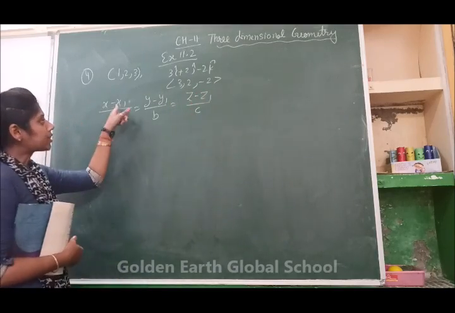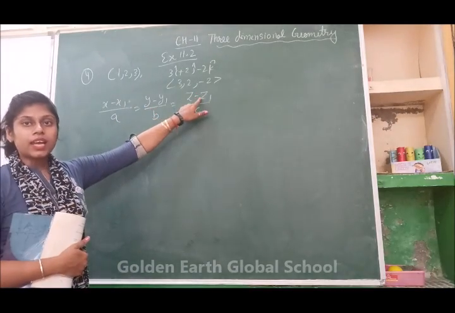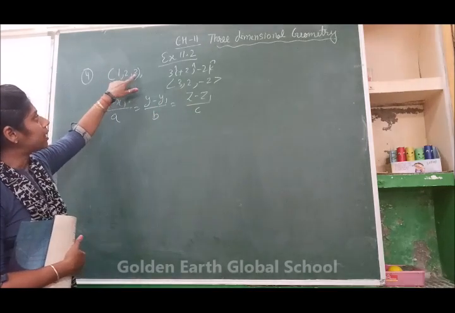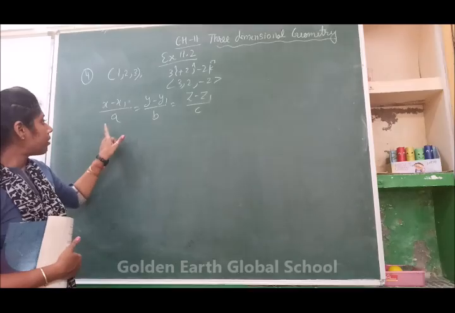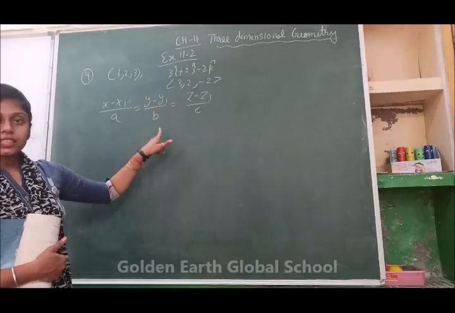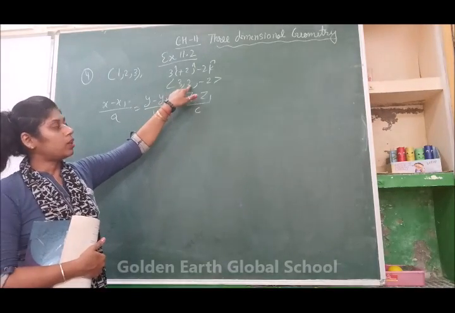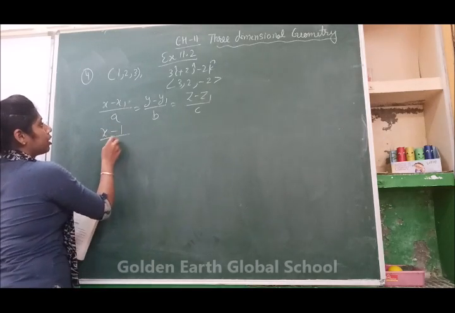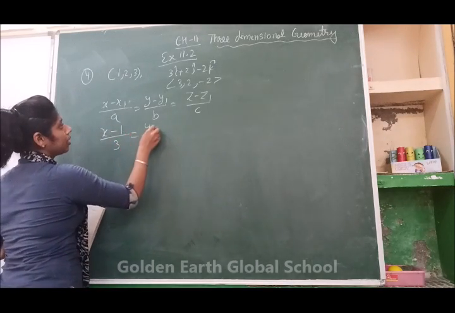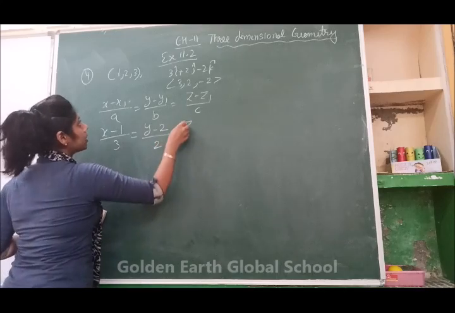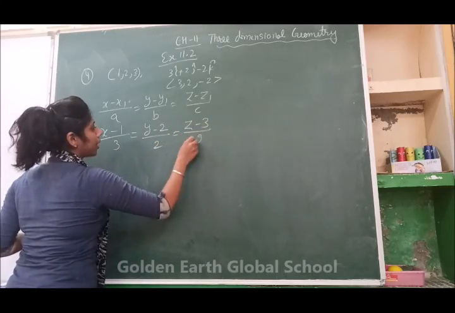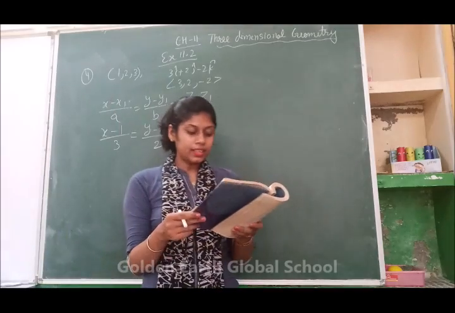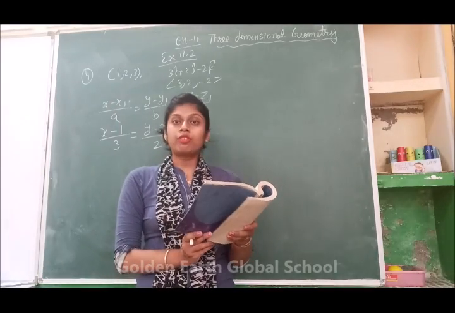What are x1, y1, z1? These are the passing points. 1, 2, 3. This is x1, this is y1 and this is z1. What are a, b, c? a, b, c are the direction ratios. Direction ratios 3, 2 and minus 2. So put the values. x minus 1 upon 3, y minus 2 upon 2, z minus 3 upon minus 2. So this is the equation of the line. Clear?